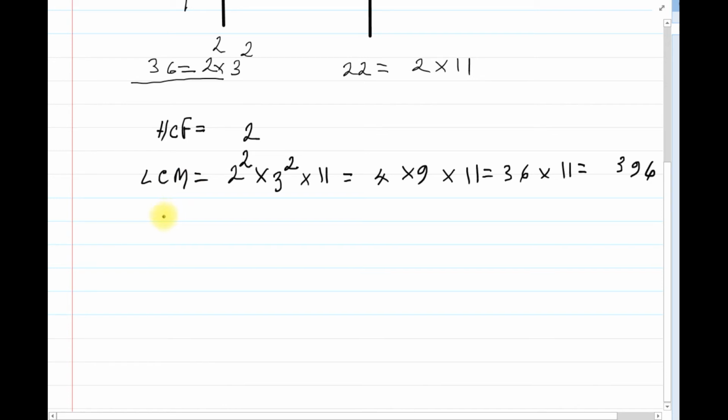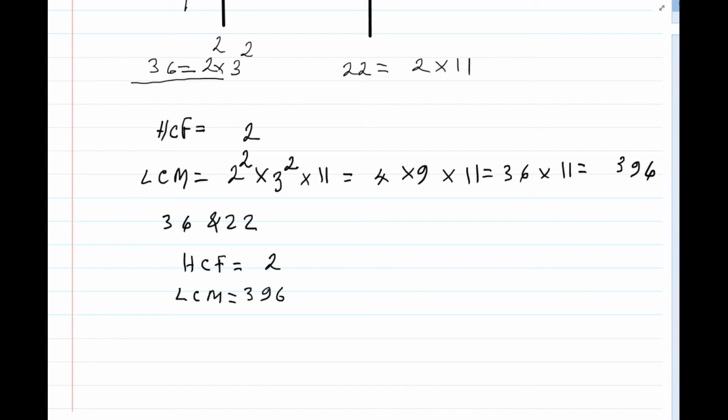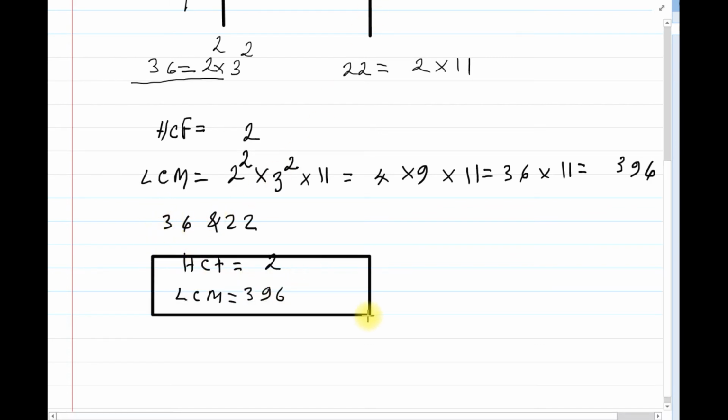So if we have the numbers 36 and 22, the HCF is 2 and the LCM is equal to 396. Let's box these as well. Another box.